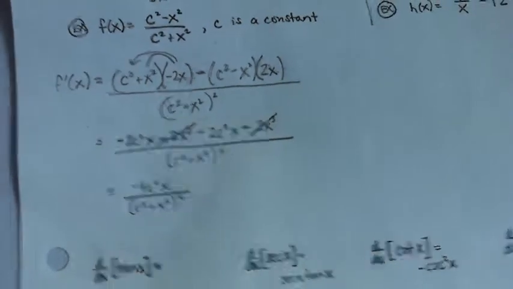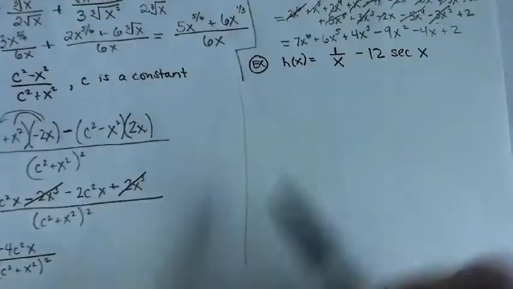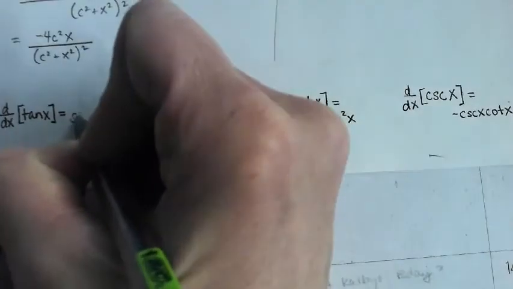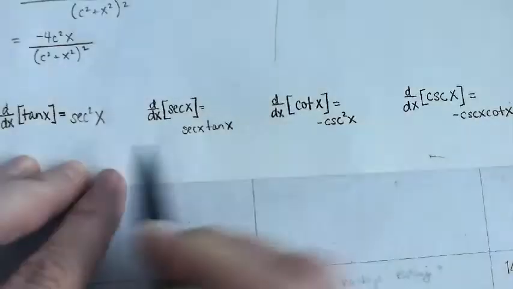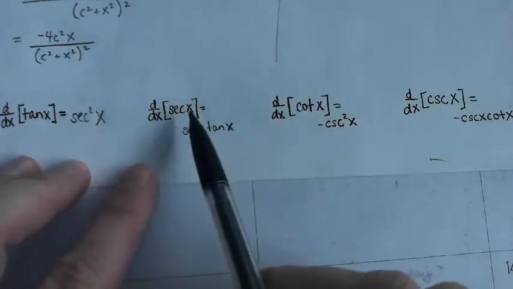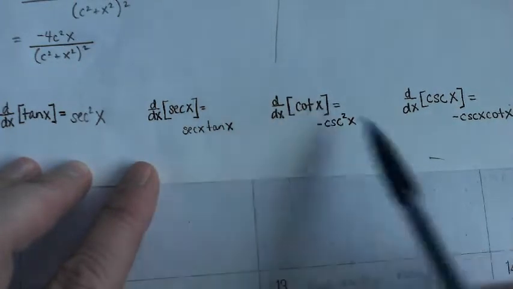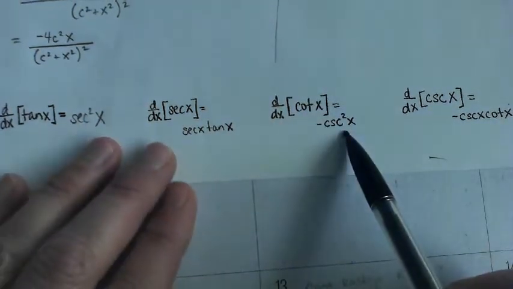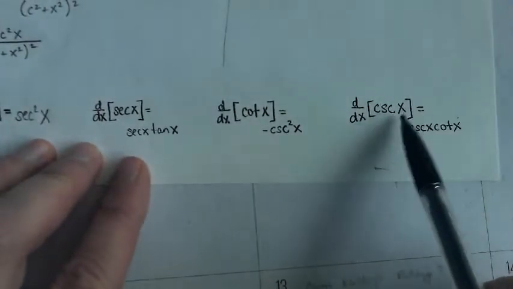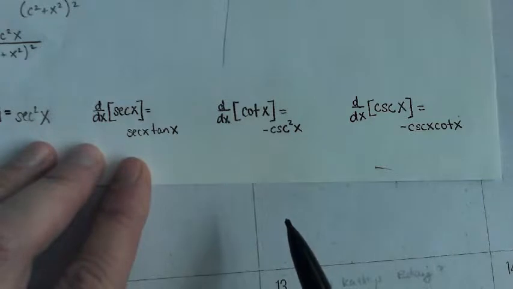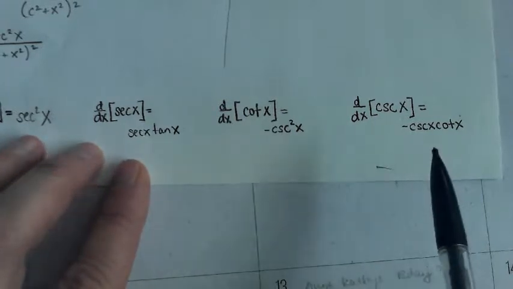And then this last example has a secant, and I didn't give you the derivative of that yet, but here are the rest of your trig derivatives. So the derivative of tangent is secant squared. We did that, and we proved that up top. The derivative of secant is secant tan. The derivative of cotangent is negative cosecant squared, and the derivative of cosecant is negative cosecant cotangent. Yes, you have to know those.